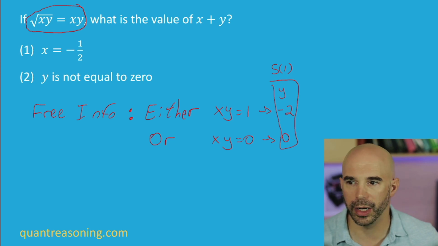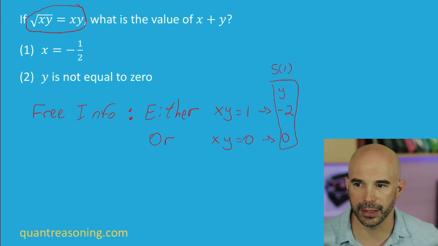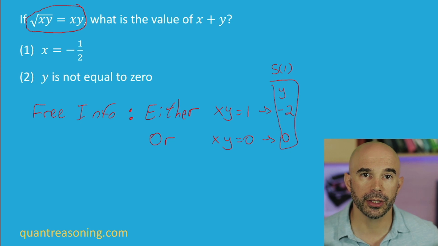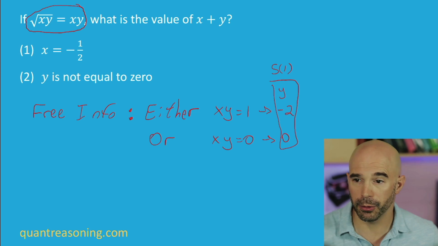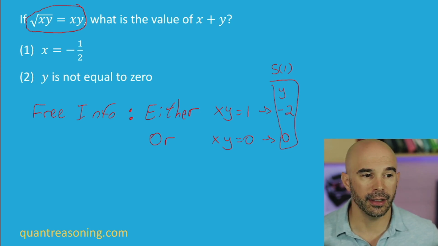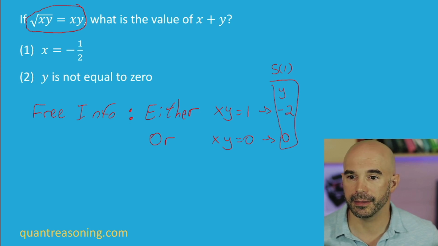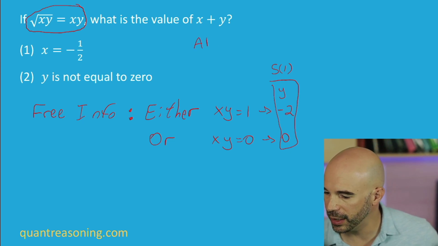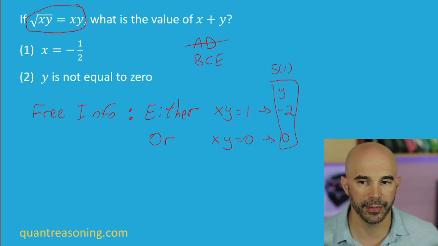For statement 1, y is either -2 or 0, and we know that x is -1/2, and the question wanted to know the sum of x and y. These two options for y would lead us to different answers. If y is -2, then the sum is -2.5. If y is 0, the sum is -1/2. So can I answer this question definitively, knowing that x is -1/2? No. Let's eliminate the answer choices that claim that statement 1 is sufficient on its own, because it's not.